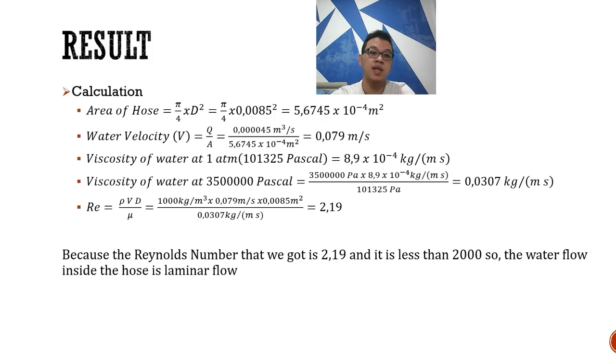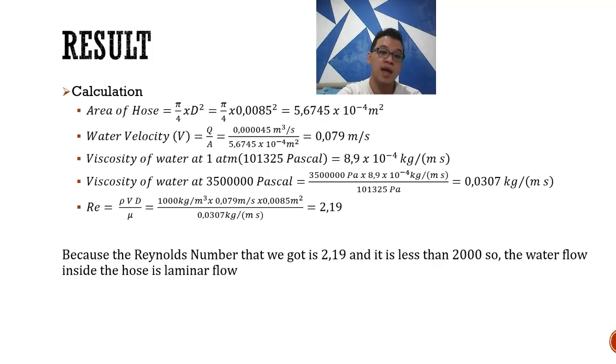The first calculation is the area of the hose, which is the area of a circle with the diameter of 0.0085 meter. After I input the diameter, I got the area of the hose, which is 5.6745 times 10 to the power of minus 4 square meter. Next, I calculate the water velocity, which is water discharge divided by area of hose. And I got the water velocity is 0.079 meter per second.